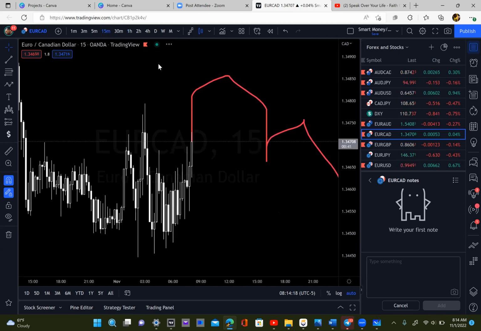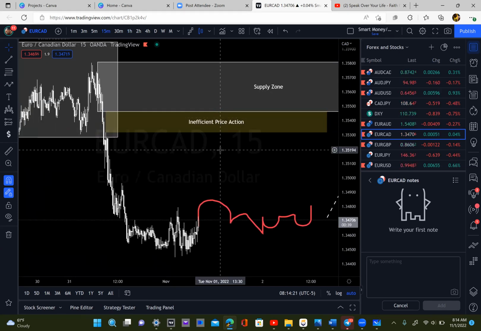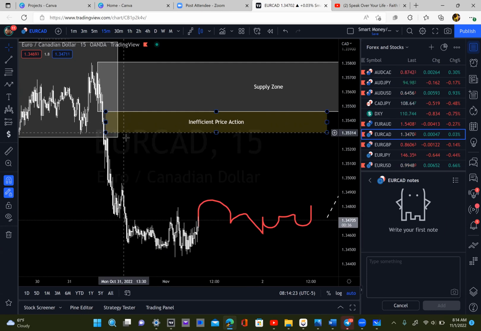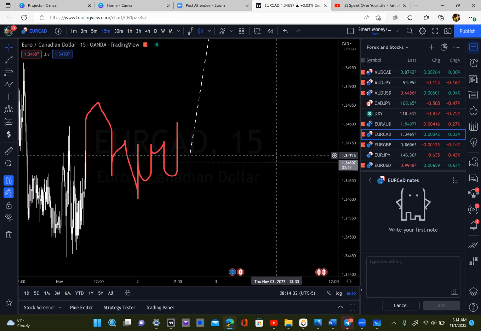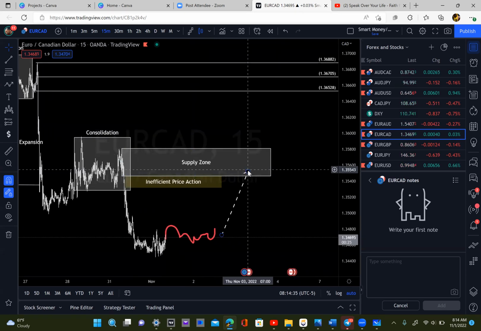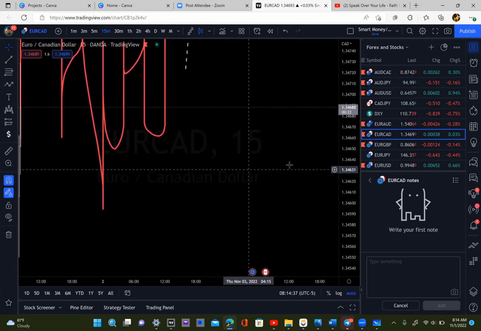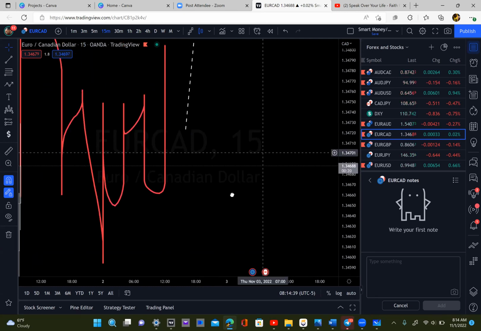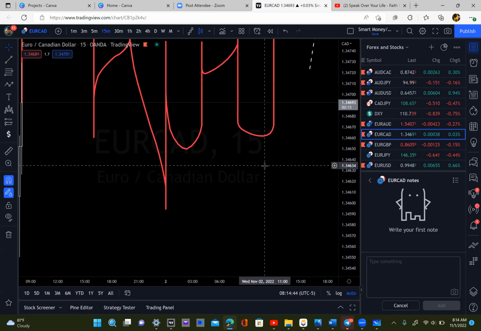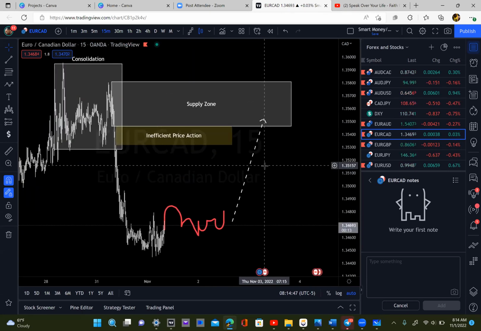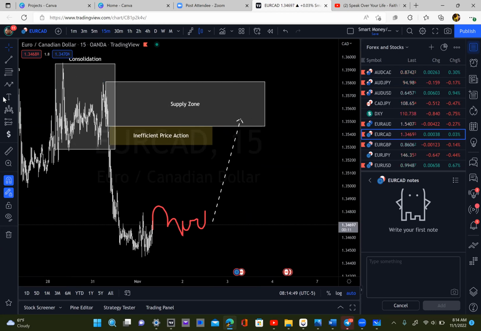Then you can go to the 15-minute chart. On the 15-minute, we could leave it right there because we can see on the 15-minute we have imbalance from here to down here. So we can leave it there. Then once it gets inside, remember what we want to look at. Once it gets inside, you want to see something like this going on.